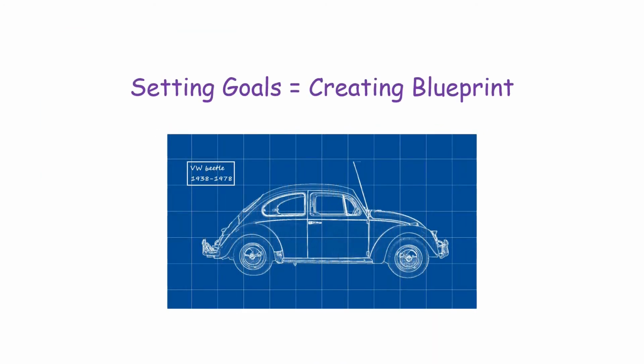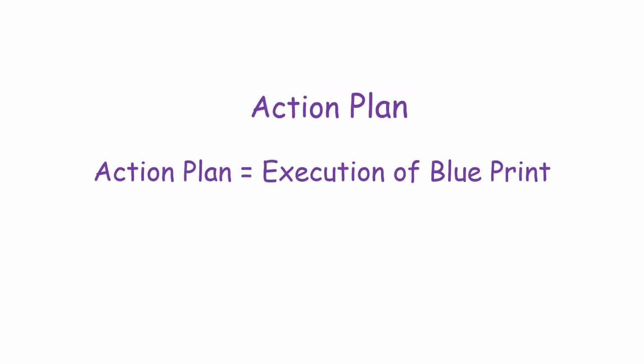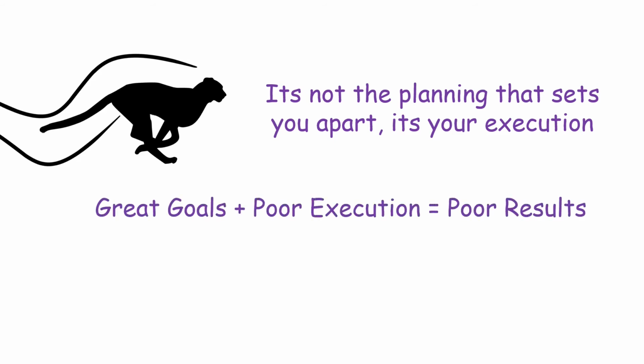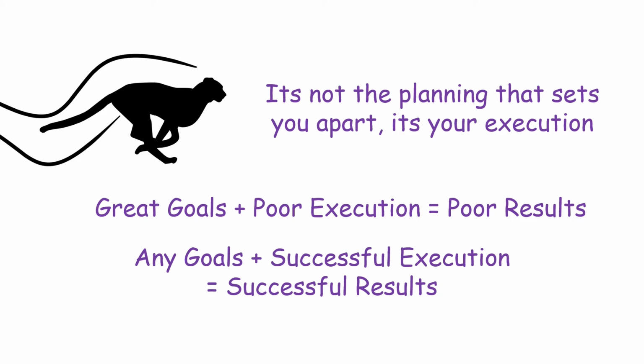Creating the action plan. If goal setting is the blueprint of the things that we want to achieve, then the action plan is what executes the blueprint. It's not the planning of goals that sets you apart. It's your execution. Goal setting is incomplete without a proper action plan. You can have great goals, but if you have poor execution, you will have poor outcomes. You can have any kind of goal, but if you have successful execution, you'll have successful outcomes.